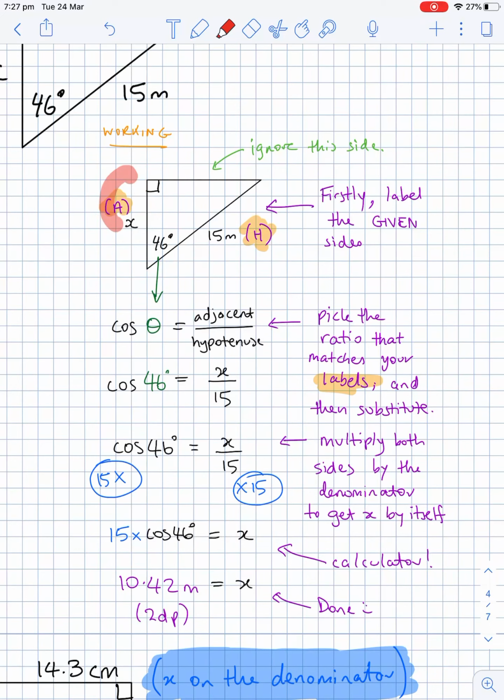So therefore, that must be the adjacent. This one over here is my opposite, but I don't have anything there, so I don't worry about the opposite. Okay, so now, this is the tricky part.